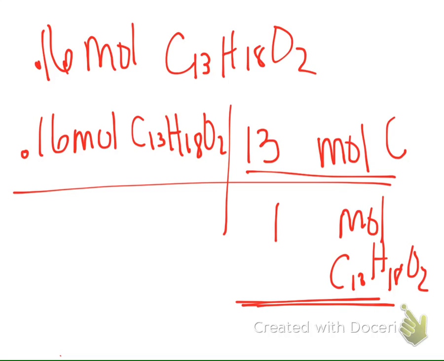Okay, so when it's a mole-to-mole step in our T-chart, we can't automatically guess which one gets the 1. We have to take a step back and see which one should actually get the 1. Okay. Tell me what you get then for moles of carbon.